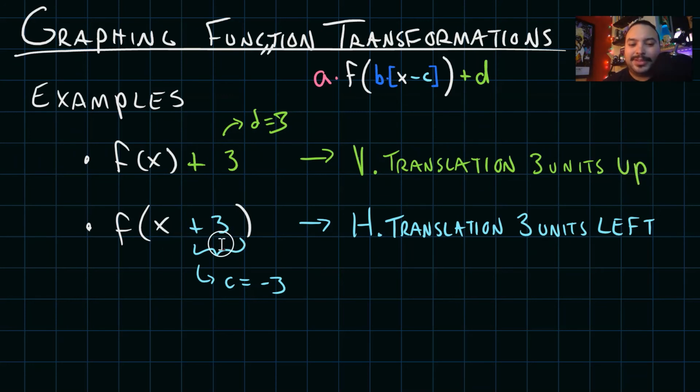The next part of the example we have here is f of argument x plus 3. And even though you see a +3 inside the argument here, you need to remember that c is actually -3. Remember that in our transformation form, it's x minus that value of c. Since we have a plus here, that means that we must have a double negative. Negative times negative gives you this positive. Since c is -3, we have a horizontal translation 3 units to the left.